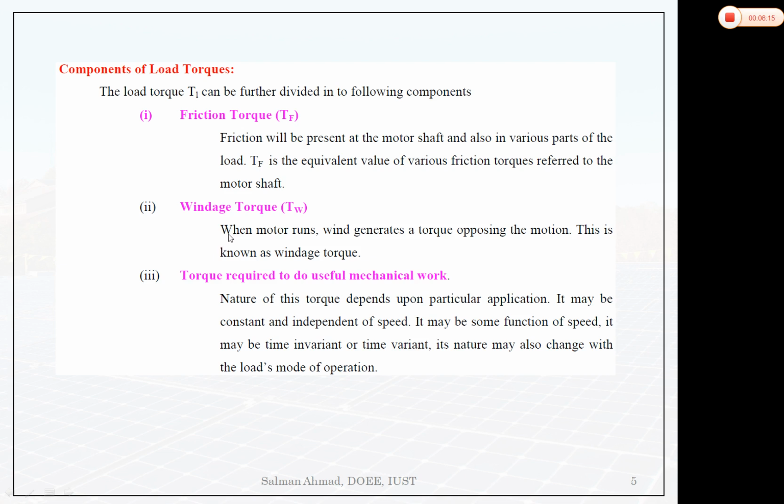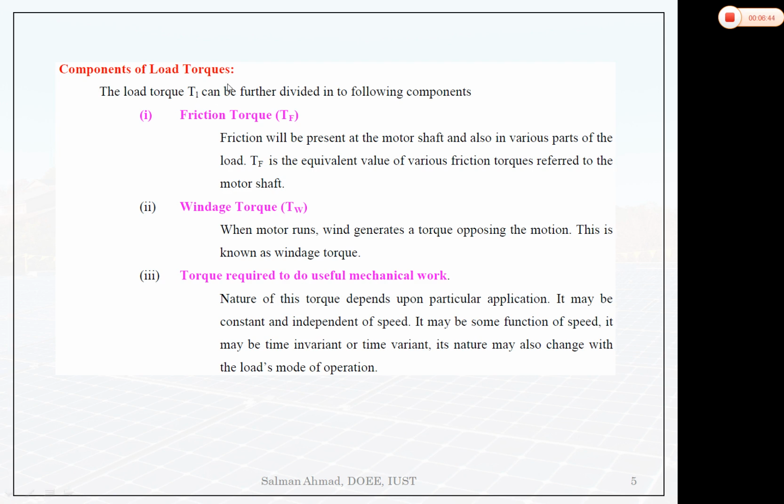Now this windage torque: when the motor runs, wind generates a torque opposing the motion. This is known as windage torque. Now the torque required to do useful mechanical work. The nature of this torque depends on the particular application. For different types of load, you will find that the speed-torque characteristic will be different. So first you have to identify what type of load you are going to drive. Then its characteristic will be identified, and based on that we can select a particular motor to drive that load.